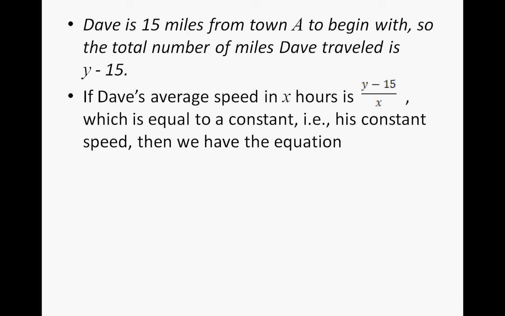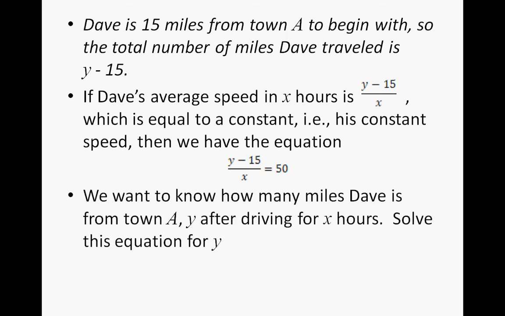Dave's average speed over x hours is (y minus 15) divided by x, which is equal to the constant, for example his constant speed, so we have the equation (y minus 15) over x is equal to 50. We want to know how many miles Dave is from town A, y, after driving for x hours. Solve this equation for y.